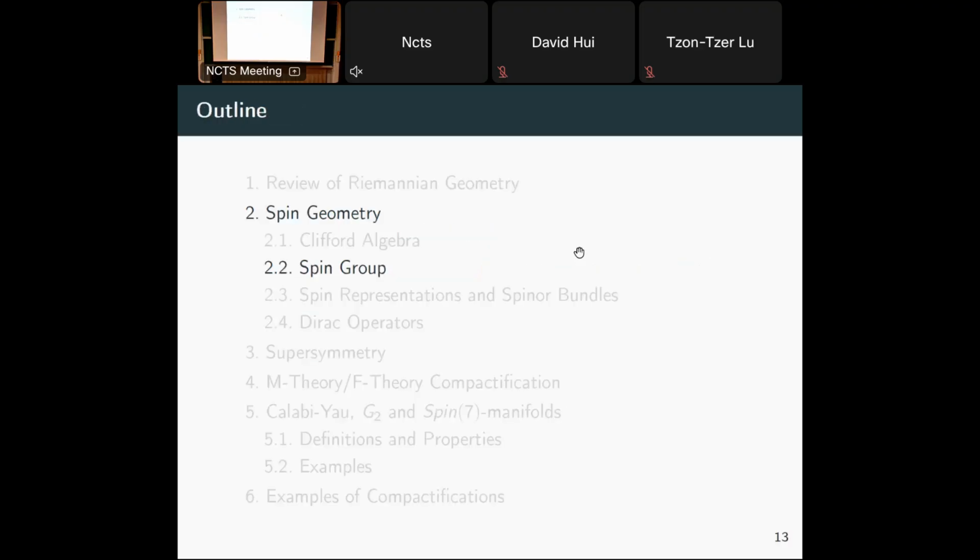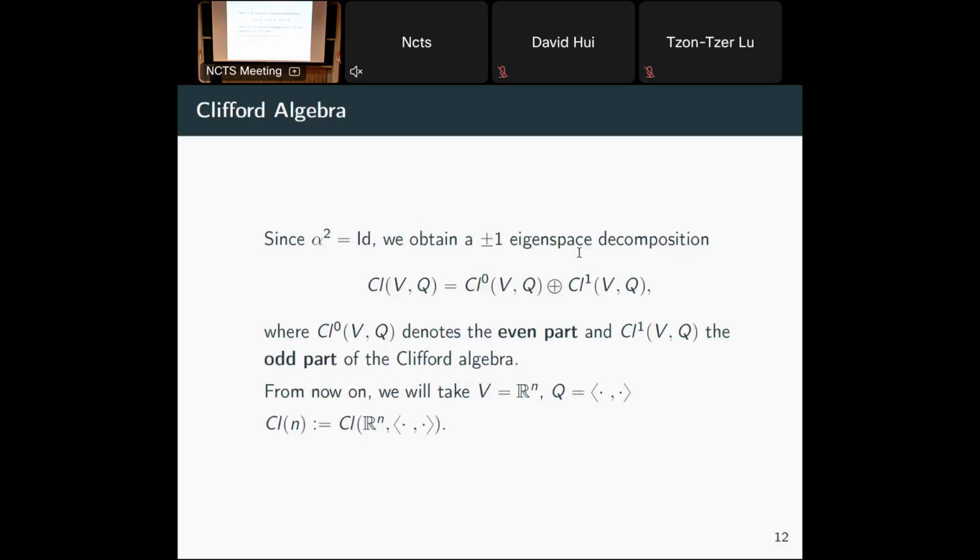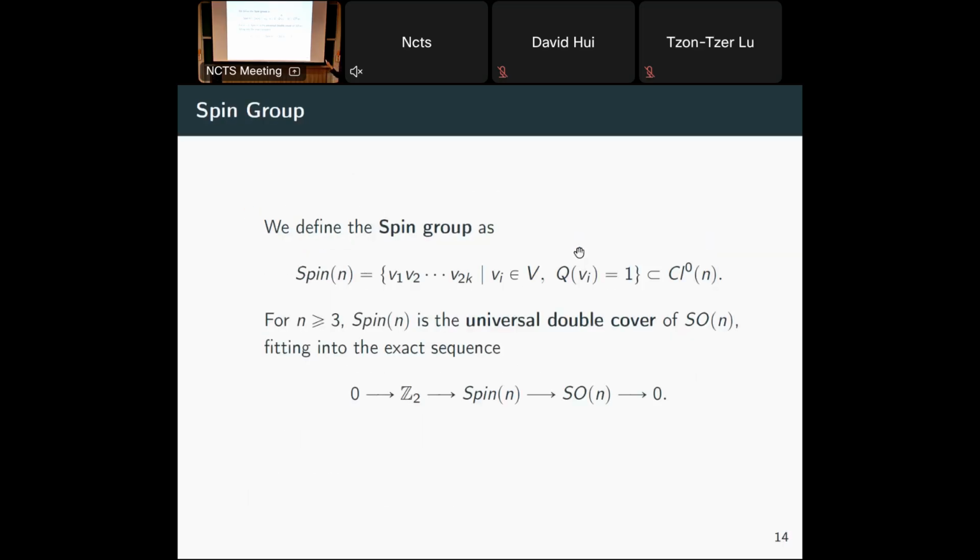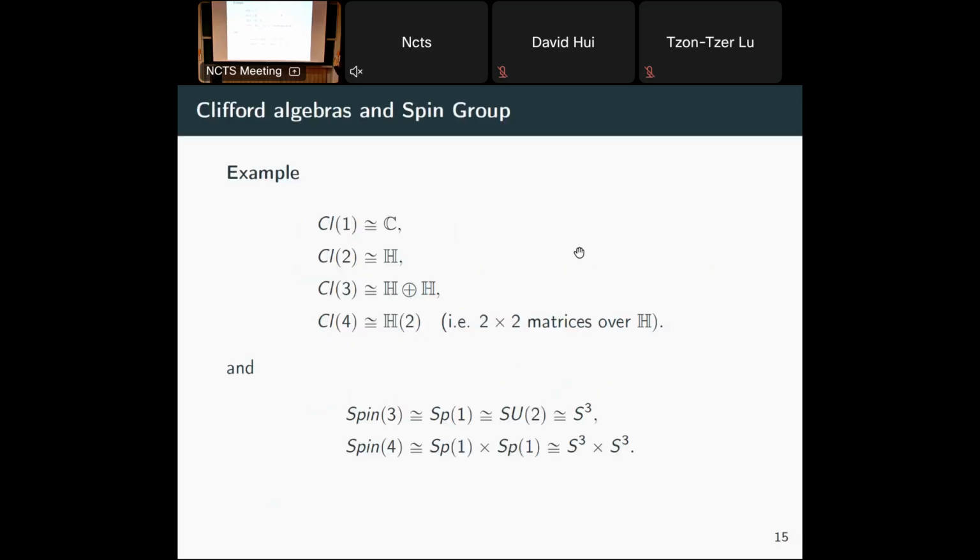Okay, yeah, I'm going a bit fast. So that's coming from the decomposition of CL into CL0 and CL1. So CL0 means all the even number of products. Right. So these are some examples. It turns out Spin 3 is just S3 and Spin 4 is S3 cross S3. And then you have Spin 5, Spin 6, and so on and so forth.